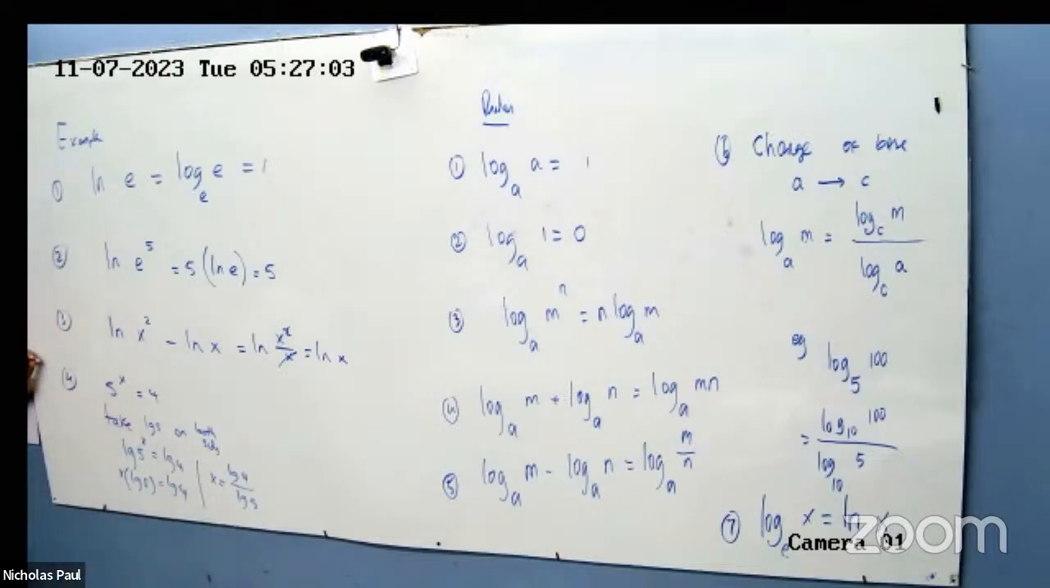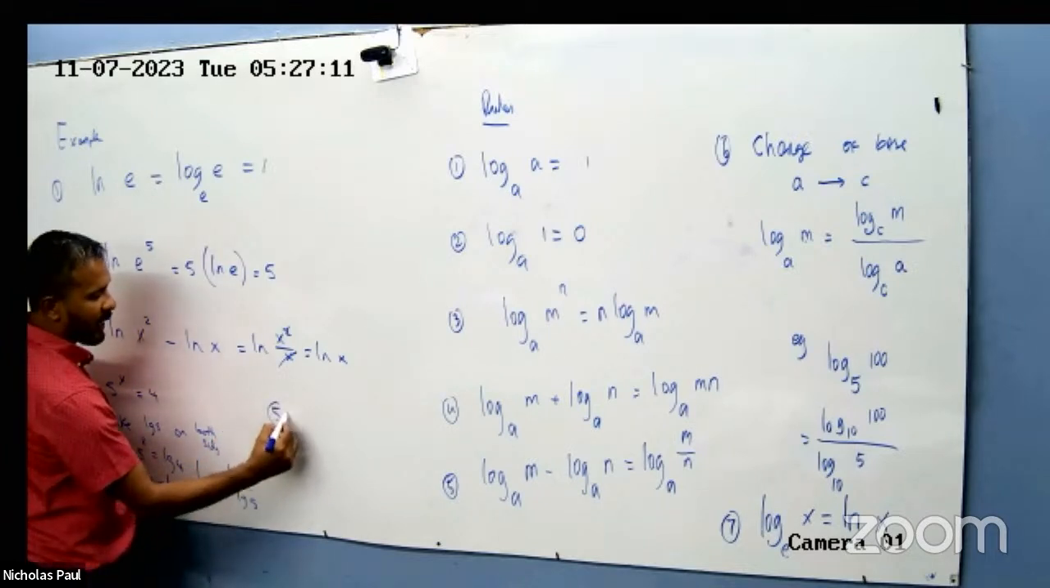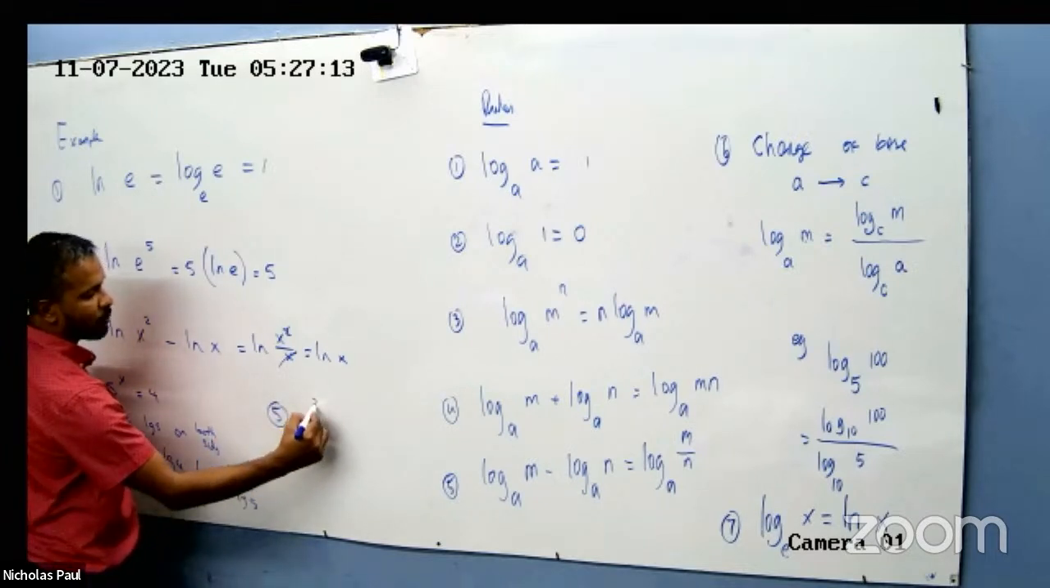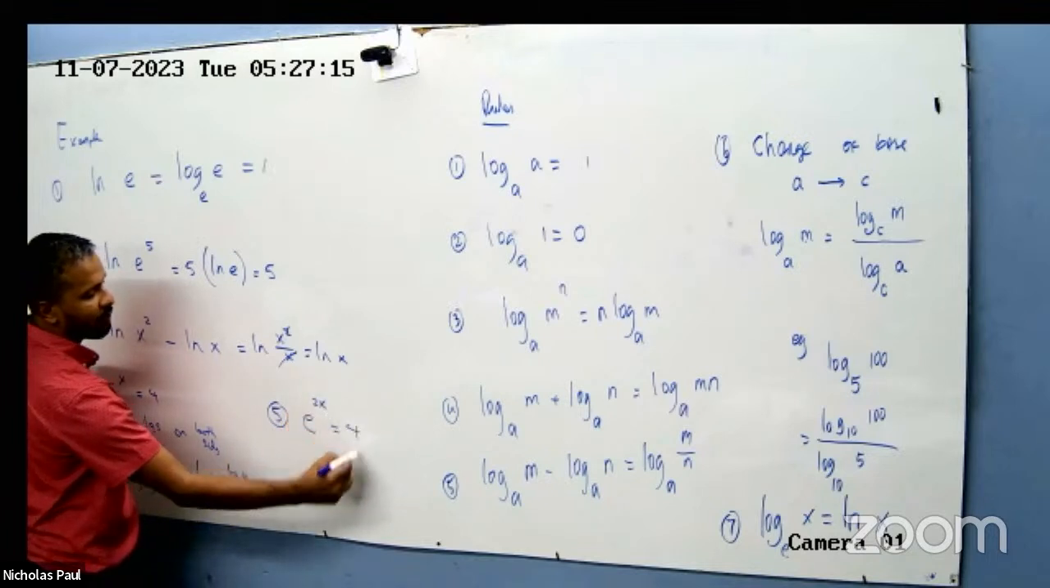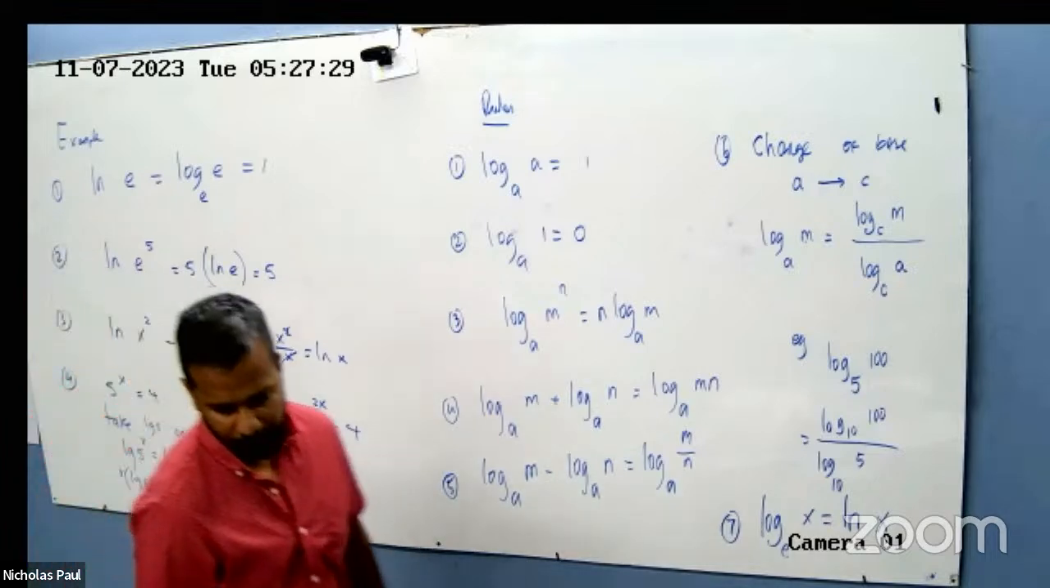I bring the x in front and I carry across. Right, but here's why I show you that, Nikolai. Suppose I asked this: e to the 2x is equal to 4. How do we solve for x? So instead of taking log, we take ln, right?